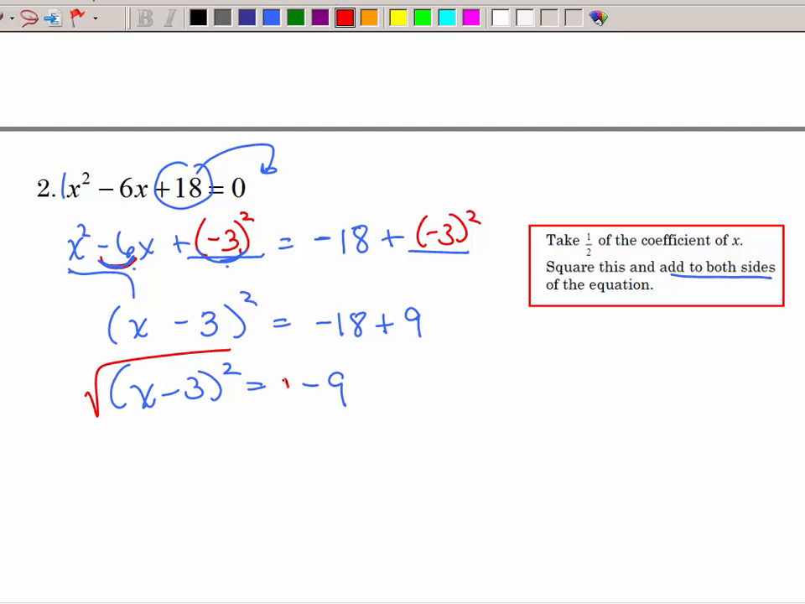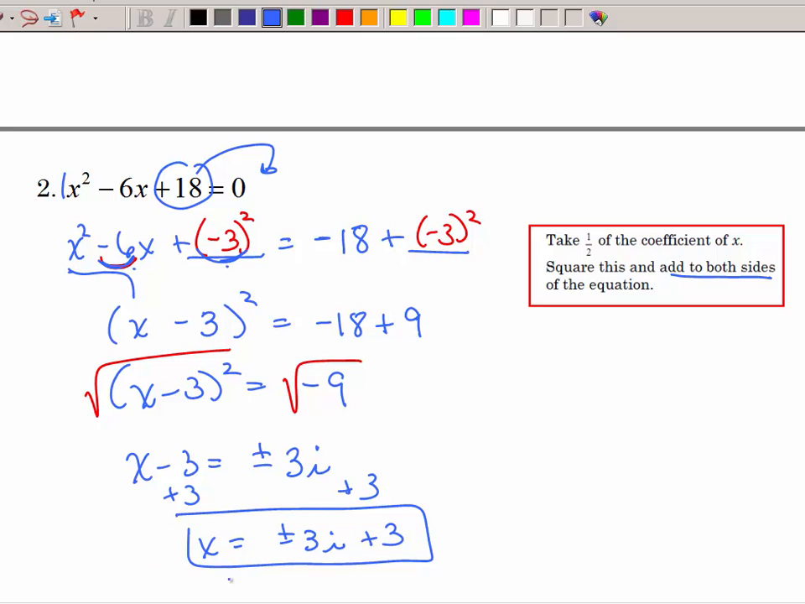Now I can solve that by what's called the extraction of roots method. So I want to take the square root of both sides. Don't forget that plus or minus sign. Ooh, what's the square root of negative 9? That's 3i. Remember, that's an imaginary number. And then we need to add 3 to both sides, and I get x equals plus or minus 3i plus 3. And just to remind you, that is two answers because of that plus or minus. Yes, those two examples were very easy. Let's see what makes it not easy.